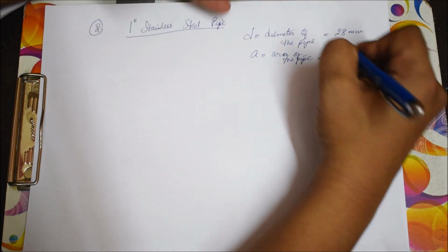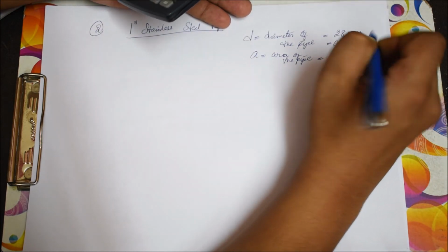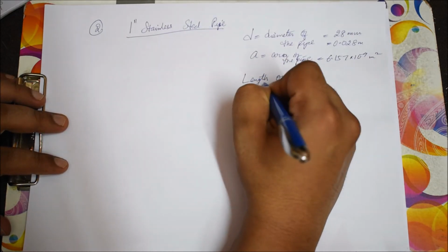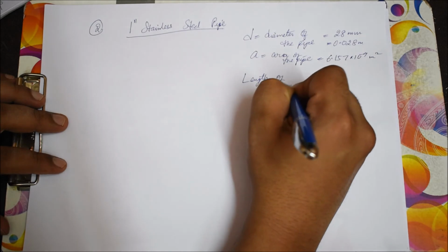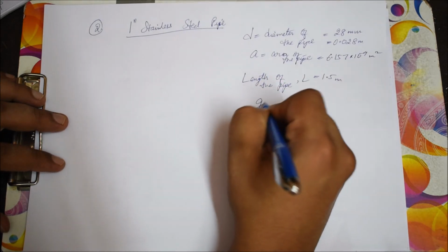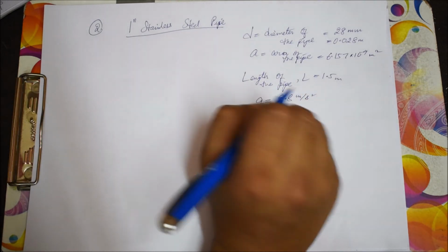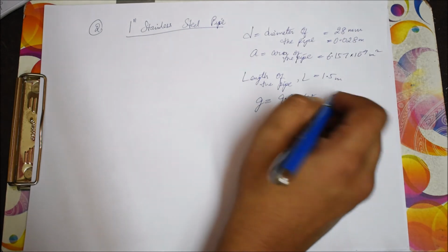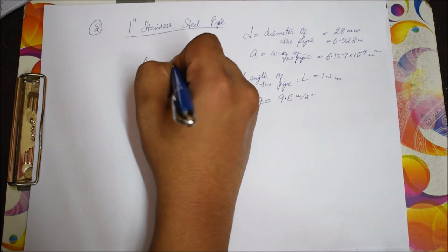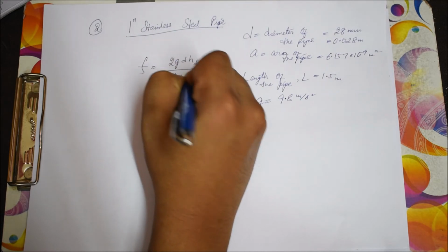So I will also convert this 28 mm into meters. This is 0.028 meters. We know the length of the pipe L is equal to 1.5 meters, and we are considering G as 9.8 meter per second square. Now to calculate friction factor, we know the formula F is equal to 2GD HF divided by 4L V square.